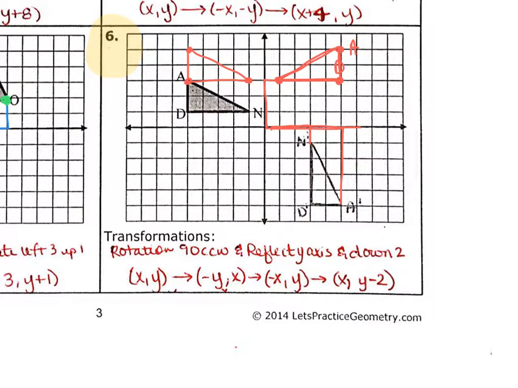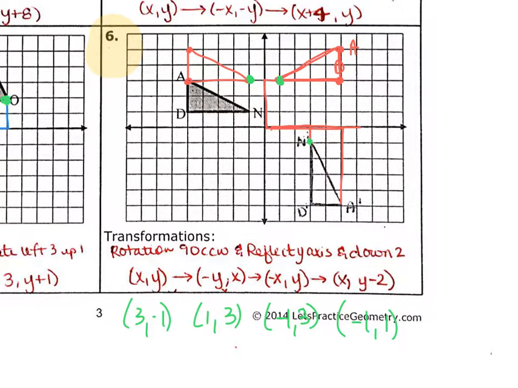So if we track the path of N here, N starts at 3, negative 1, and then when it rotates 90 degrees, it ends up at 1, 3. So notice that's where I'm getting the negative y, x for that first rule. And then I'm reflecting it across the y-axis, which is going to move it to -1, 3, which is where I get that next rule, negative x, y. And then I move it down 2, which lands its final place at -1, 1, which is me subtracting 2 from the y.